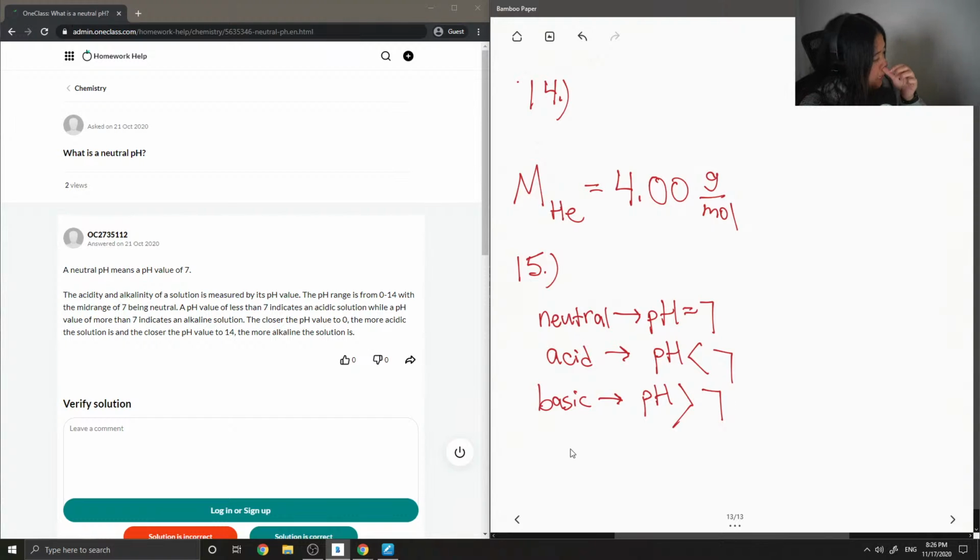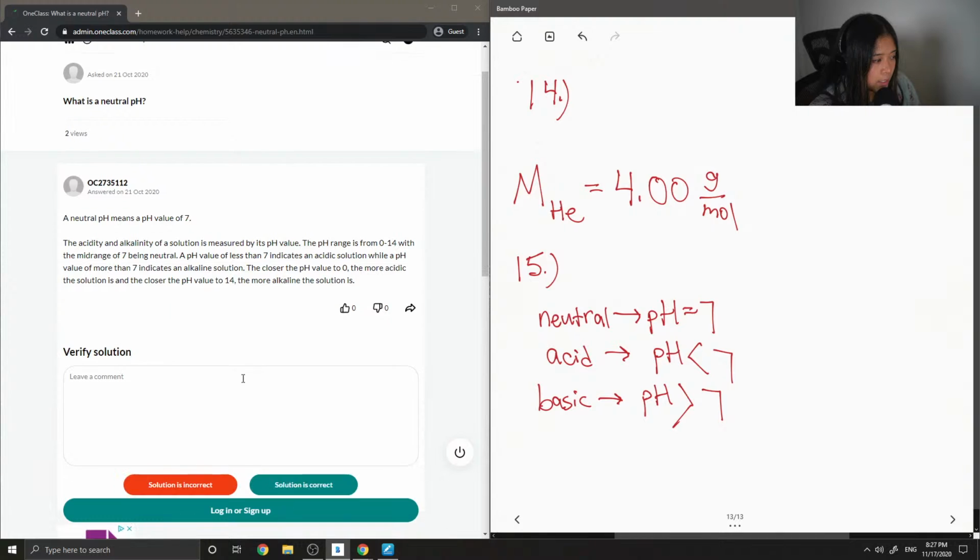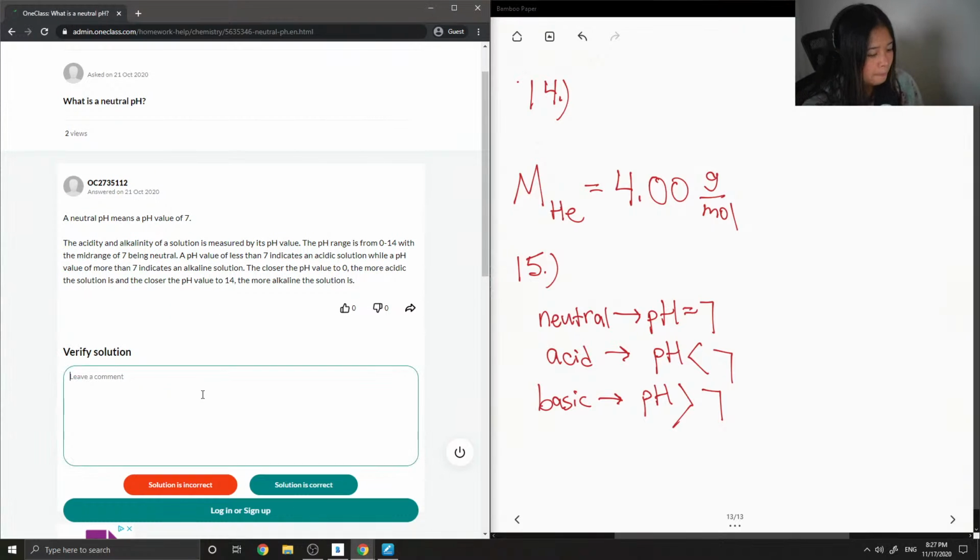Okay, so the junior tutor said, a neutral pH means a pH value of 7. The acidity and alkalinity of a solution is measured by its pH value. pH range is from 0 to 14, with the mid-range of 7 being neutral. A pH value of less than 7 indicates an acidic solution, while a pH value of more than 7 indicates an alkaline solution. The closer the pH value to 0, the more acidic the solution is, and the closer the pH value to 14, the more alkaline the solution is. Yep, so this solution is correct.